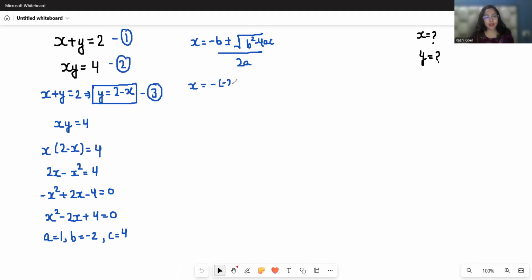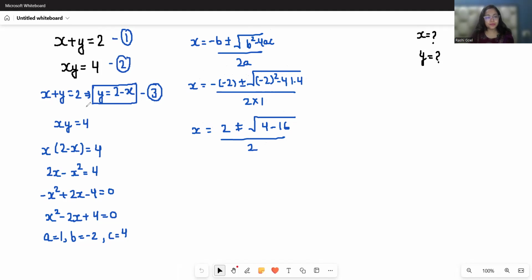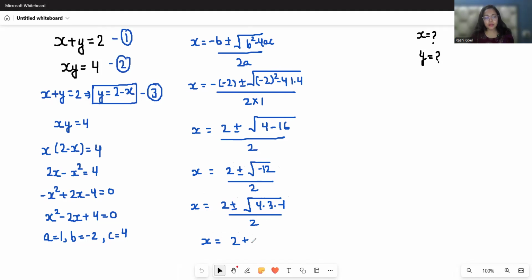So x is equals to minus minus 2 plus minus under root b square is minus 2 square minus 4 times 1 times 4 by 2 times 1. So x is equals to 2 plus minus under root minus 2 square is 4 minus 16 by 2. So x is equals to 2 plus minus 4 minus 16 is minus 12 by 2. So x is equals to 2 plus minus root 12. I can write it as 4 times 3 times minus 1 by 2. So x is equals to 2 plus minus root 4 times root 3 times root minus 1 by 2. So x is equals to 2 plus minus root 4 is 2 and this becomes root 3 iota by 2.